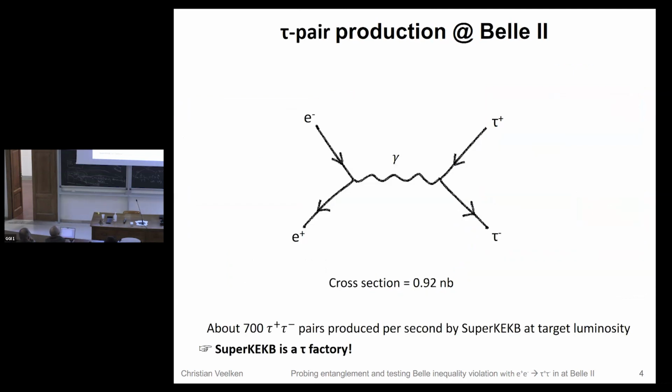The Feynman diagram for tau pair production in e+ e- collisions is shown on the slide. You see immediately we're talking about very clean events. The cross section is relatively large, 0.92 nanobarn, and this means that at the target luminosity of the SuperKEKB collider, we will produce 700 tau pairs per second in the future. And at the moment, the accelerator, like you've seen, runs at about 10% of the target luminosity, which means that we still get 50 tau pairs per second.